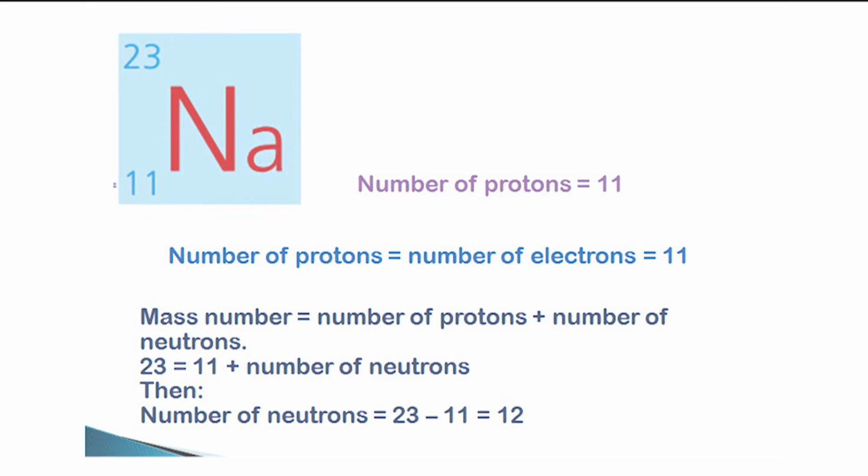How will I know the number of neutrons? The mass number A is the number of protons plus the number of neutrons. So the number of neutrons is equal to A minus Z, the mass number minus the atomic number. And then the number of neutrons is equal to 23 minus 11. And then there are 12 neutrons inside the nucleus of a sodium atom.